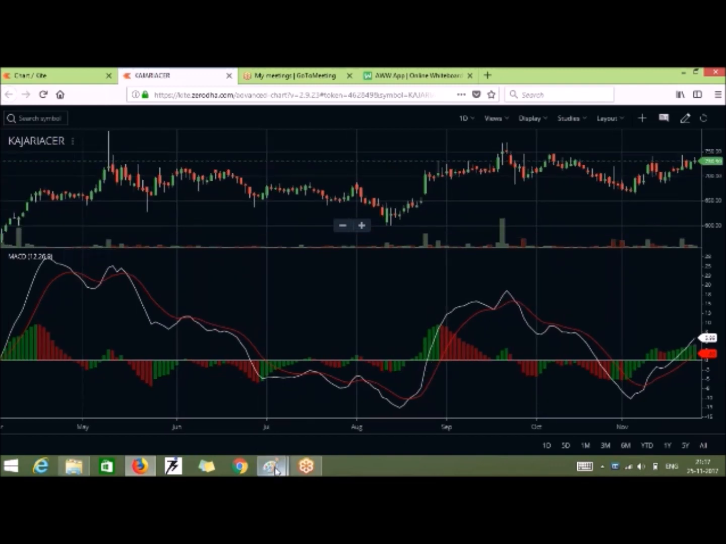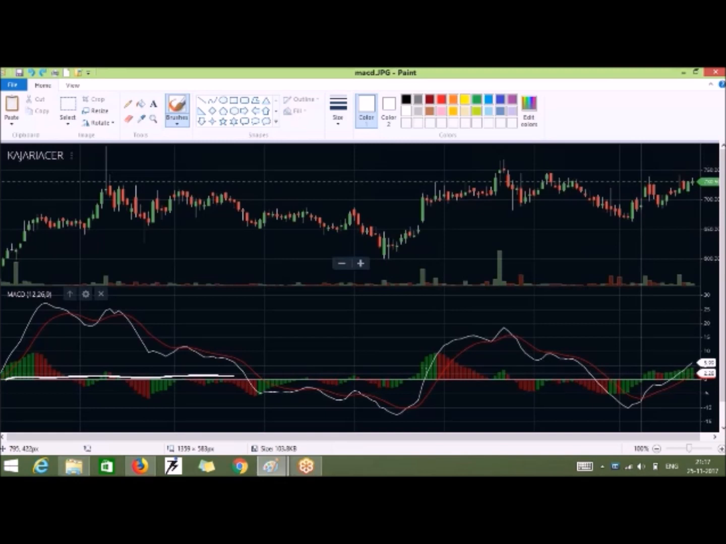As this one is the MACD line, this white one, we will know that it is a bullish zero line crossover when it crosses over the zero line from below. This one is the zero line, and when it crosses over this one from below, it's a buy signal from here, and you can see from here it was a buy signal and it moved to this level.